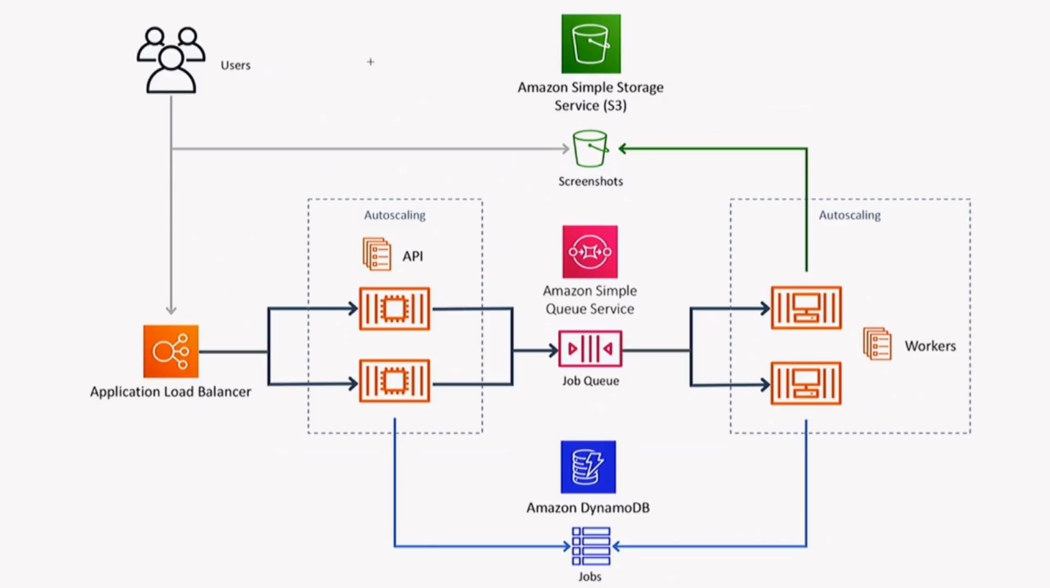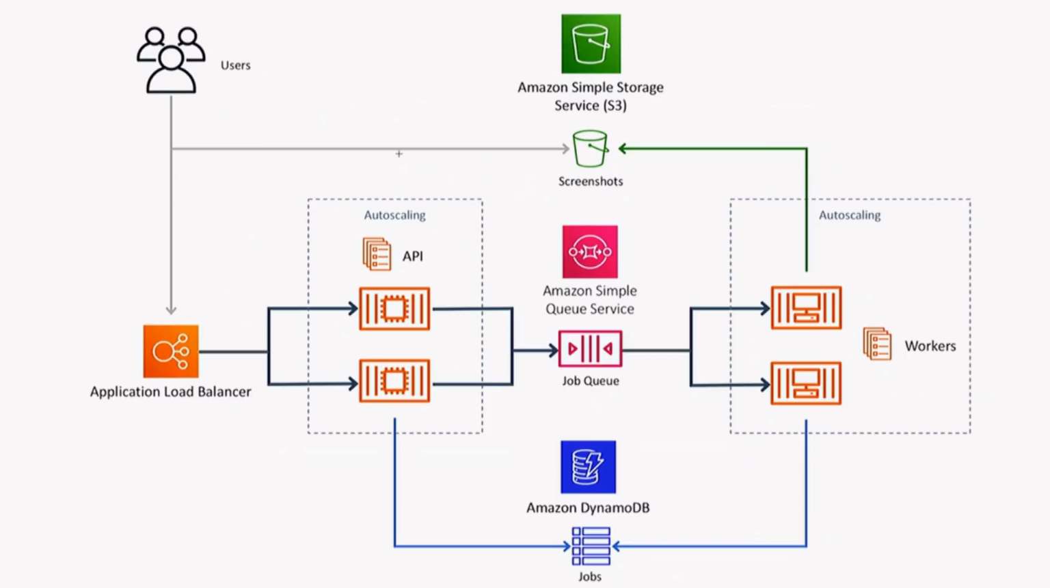On the other end of the queue, we're going to have some workers, a pool of workers, which are grabbing jobs off of the queue. Inside of each worker, there's going to be a headless web browser that renders that URL, and then it stores the results back into a screenshot bucket in Amazon S3, and then a user can make a request to the Amazon S3 bucket to fetch that URL.